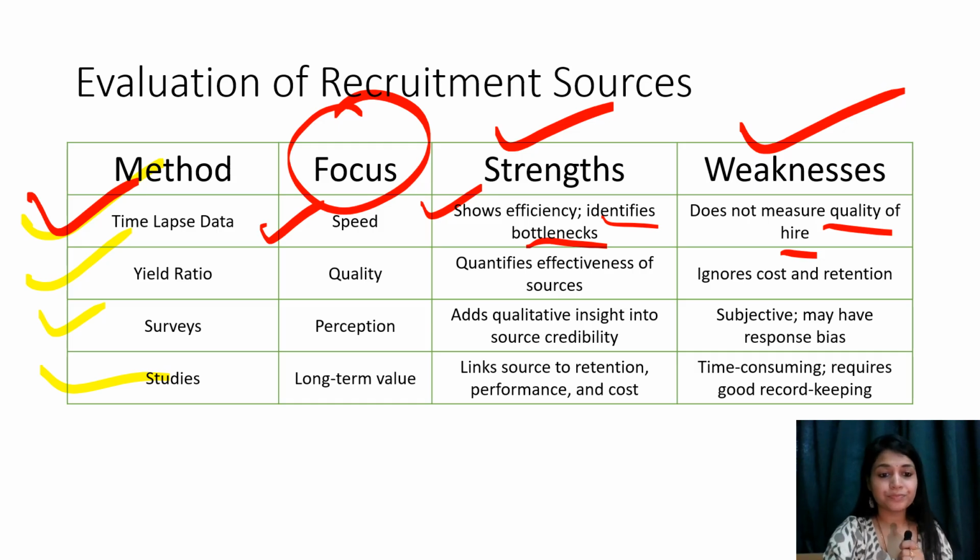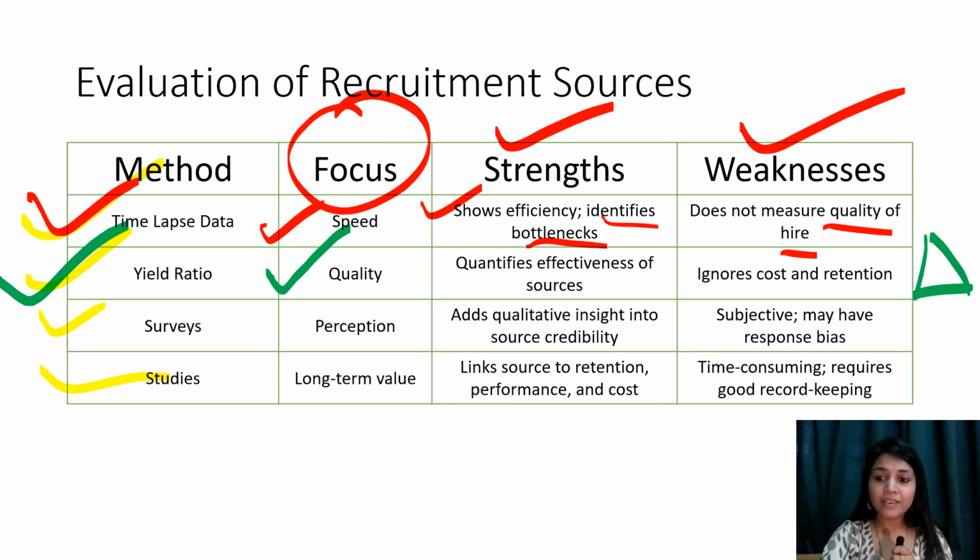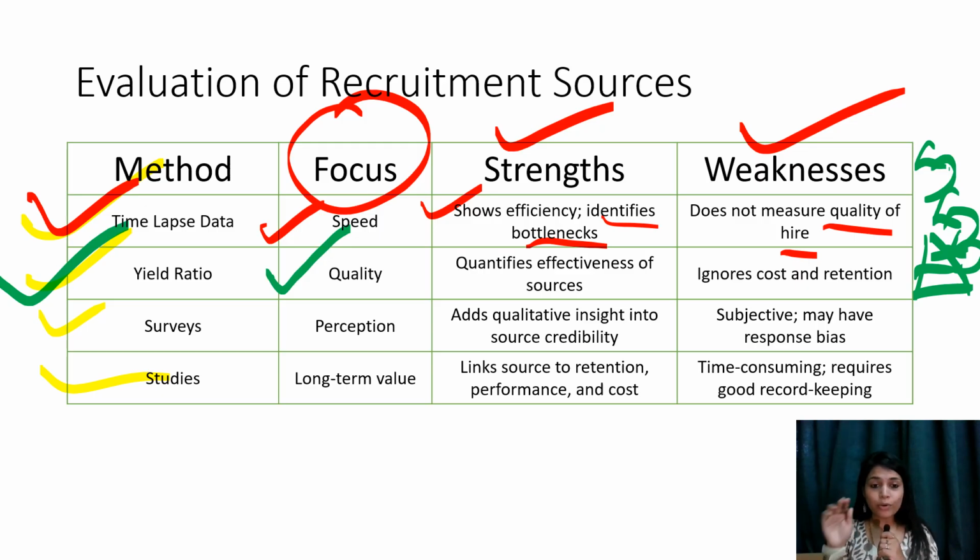Then the yield ratio. The focus is on quality. Remember there was a pyramid from each stage. From each stage the number was reduced, and finally, for example, initially there were 240 applicants and out of them only one was hired, so the yield ratio was 0.04%. The strength is it quantifies the effectiveness of the sources. What is the weakness? It ignores the cost and the retention.